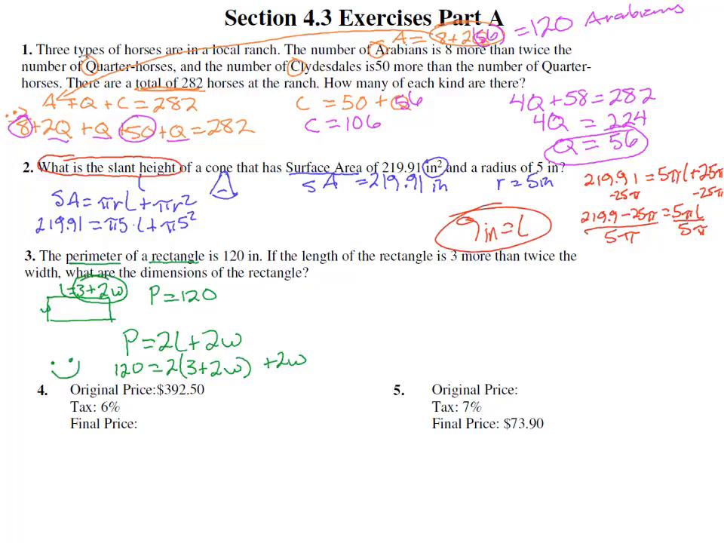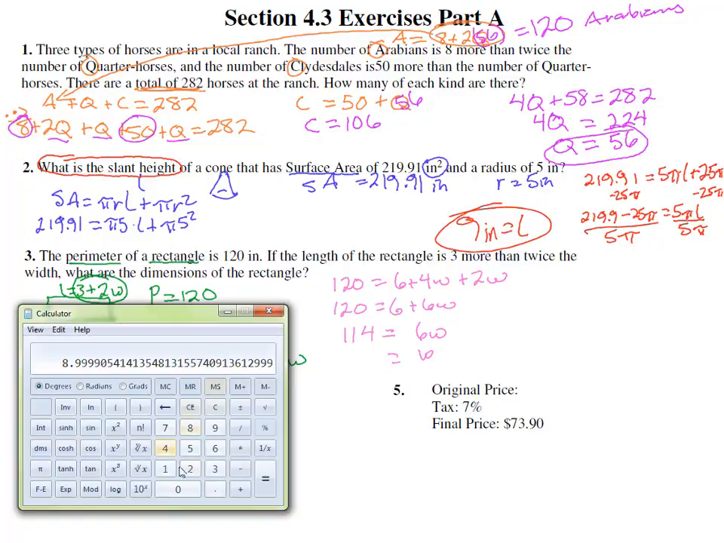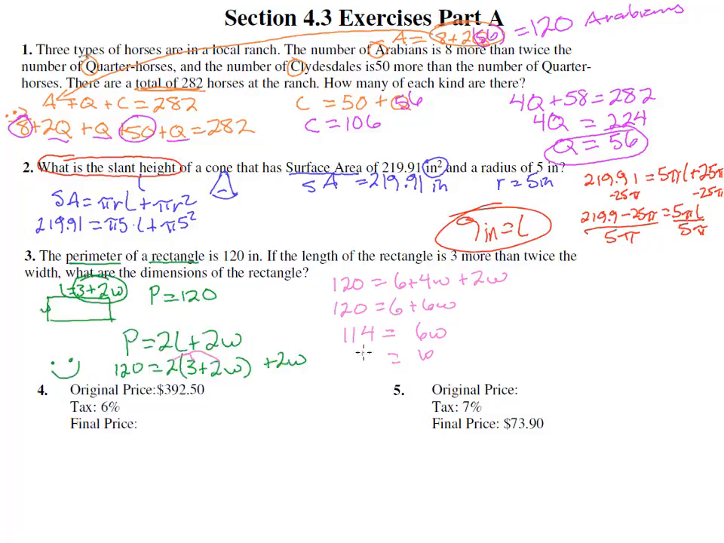Let's write it up here in a little different color so we can see it worked out. 120 equals, distribute this guy in, and you get 6 plus 4W plus 2W. Well, we can put those W's together. That's just combining like terms. 6 plus 6W. Subtract 6 from both sides to try to get the W closer to being by itself. 114. And then divide both sides by 6. So let's pull this out. 114 divided by 6 equals 19.